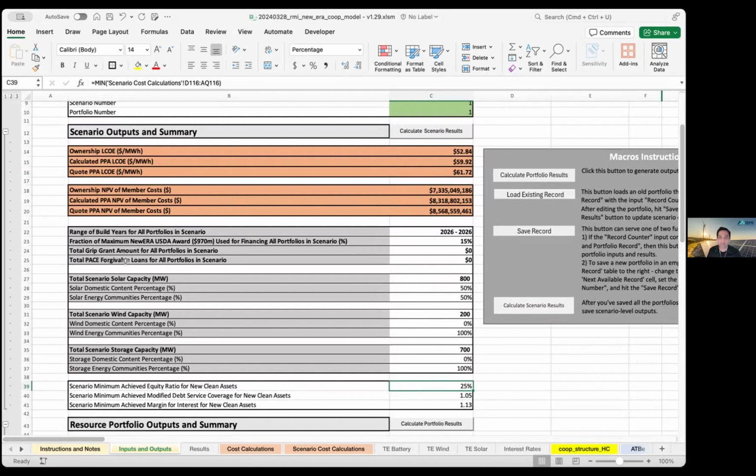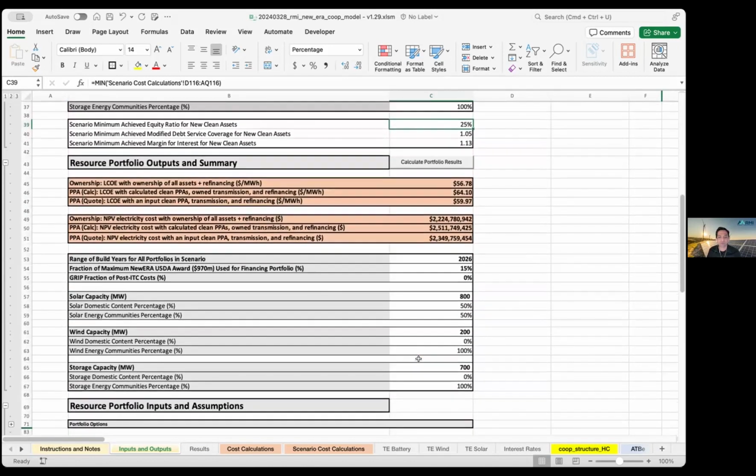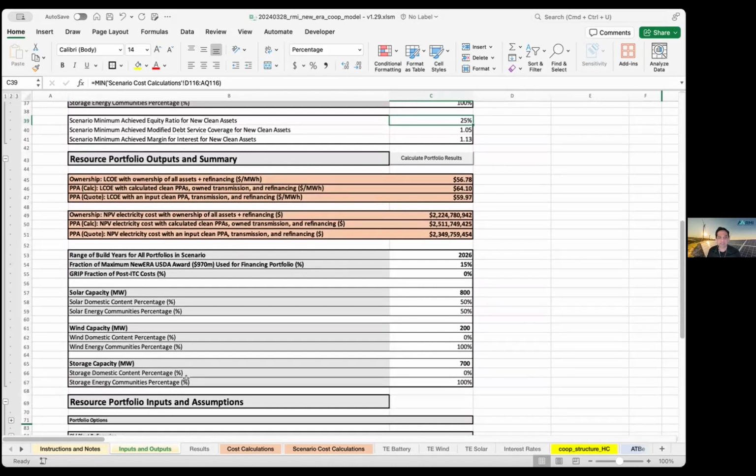So this is the output at a scenario level. You can also see all of that summarized at a portfolio level for any individual portfolio in a given year that you're looking at as well.